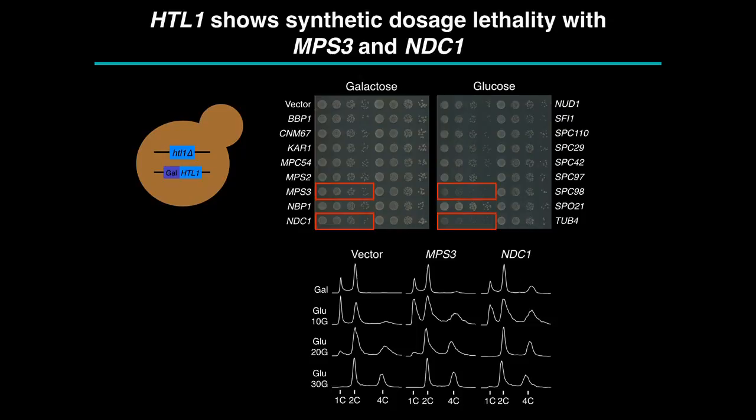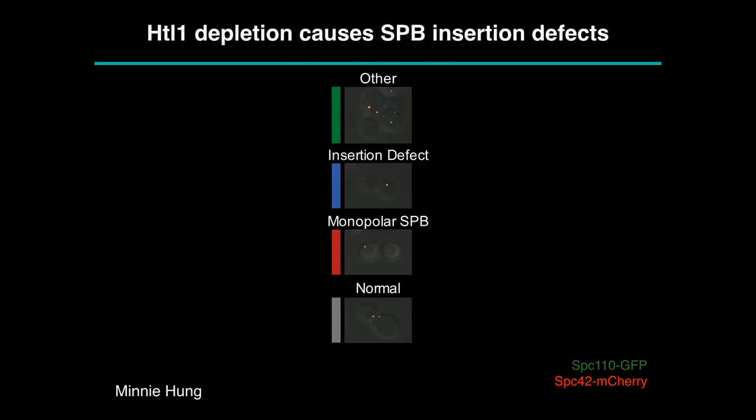However, in glucose, we see a strong synthetic dosage lethality with 2 proteins, MPS3 and NBP1. And when we look at the corresponding flow cytometry, maybe best seen at this 10-generation time point, overexpression of these 2 proteins causes more rapid diploidization. What's known about MPS3 and NDC1 is that they're very important for spindle pole body insertion. So we thought we'd look at whether insertion was being affected in the HTL1 depletion strain.